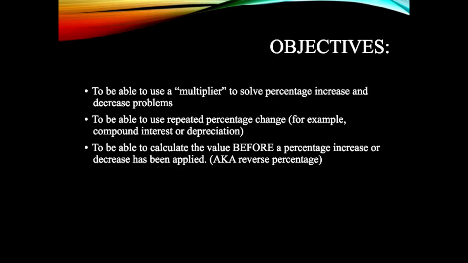So in this particular video we're going to look at using the idea of something called a multiplier. This is going to be really important in being able to do these percentage increase and decrease problems. We might also look at some repeated percentage change, so for example compound interest, where we increase something and it gets bigger, or depreciation, which is a percentage decrease over a number of years, and the answer is going to get smaller. And we're also going to look at being able to calculate the value before a percentage increase or decrease has been applied, and this is known as reverse percentages.